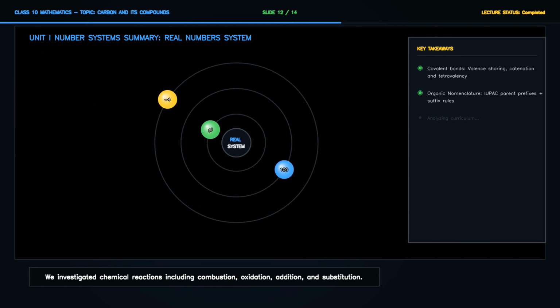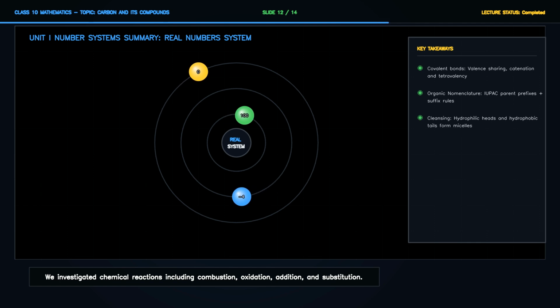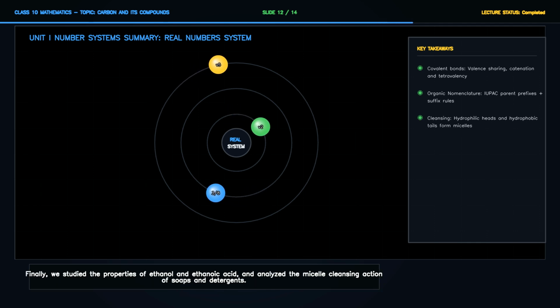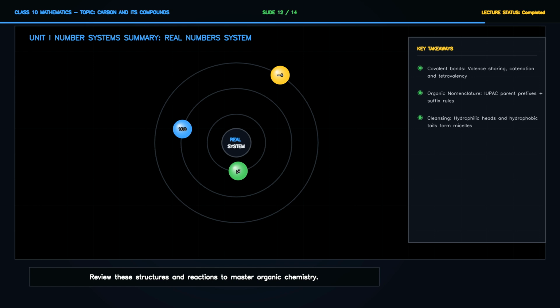We investigated chemical reactions including combustion, oxidation, addition, and substitution. Finally, we studied the properties of ethanol and ethanoic acid and analyzed the micelle cleansing action of soaps and detergents. Review these structures and reactions to master organic chemistry.